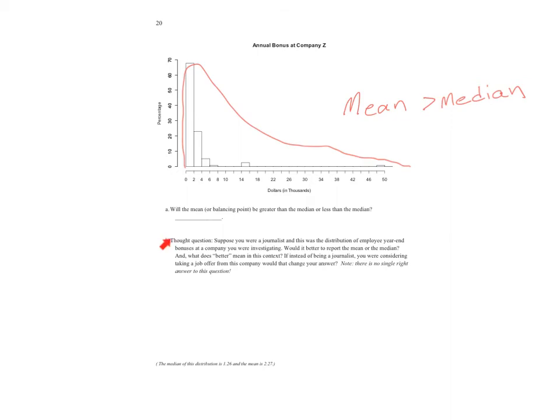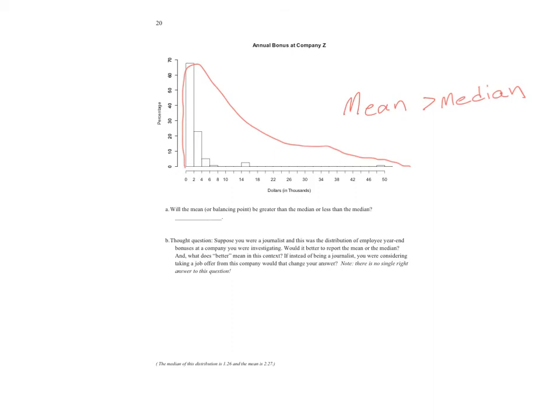Now, here's a thought question. Suppose you were a journalist and you were writing up an article about this company. Would you want to report the mean or the median? Which would be better? And what does better actually mean?